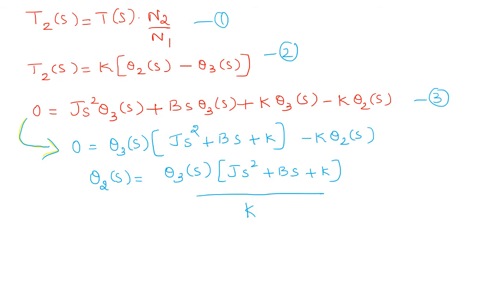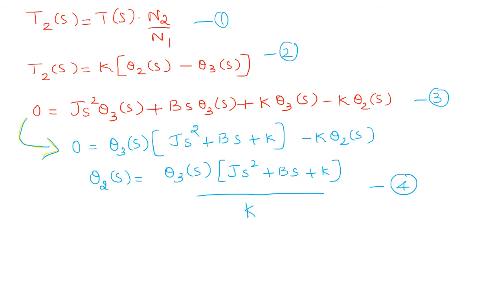Okay. Now we have this, so we will treat this as equation 4. Now what we need is theta 3 of S by T of S. T of S is there in equation 1. Now we need to eliminate theta 2 of S from equation 2. So what we can do is, we can equate 1 and 2.